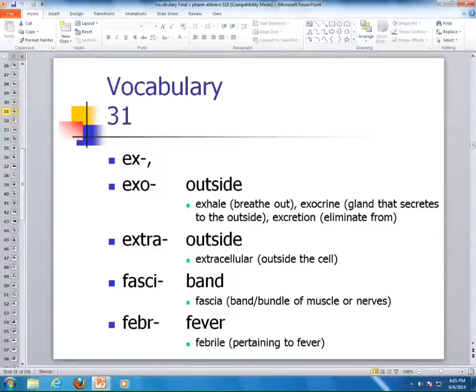Ex and exo, both outside. To exhale, to exit, exocytosis, to move things out. And extra also on the outside. So extracellular, something outside of the cells. Fasci, a band sort of structure. We'll see fascicles later in the course. Fascicles are bands of structures in muscle and nerves. And then febr, fever. So if you're febrile, you have an infection which is causing a fever.